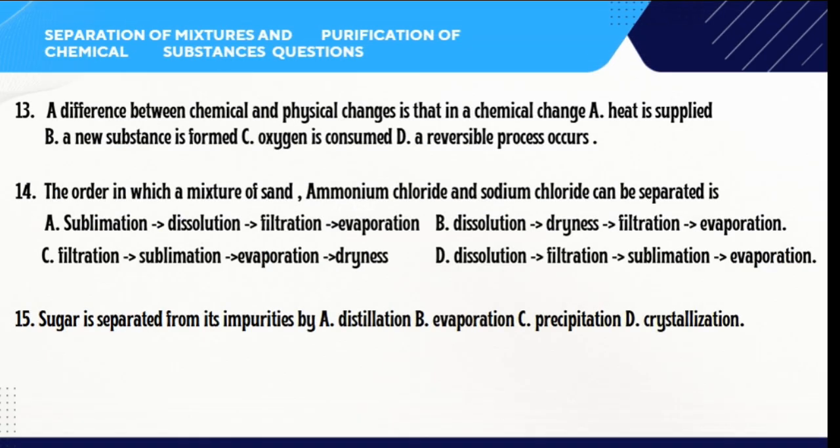So moving on, we have that one of the differences between chemical and physical changes is, yes, I'm asking you, what do you think the answer is? Yes, you are right. It's the formation of new substance. And another difference is chemical changes are usually not reversible, while physical changes are reversible. Option C, saying that oxygen is consumed, is not right, because not all chemical reactions involve the use of oxygen, and it is only physical change that is reversible.